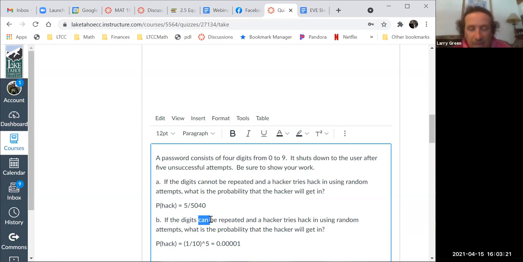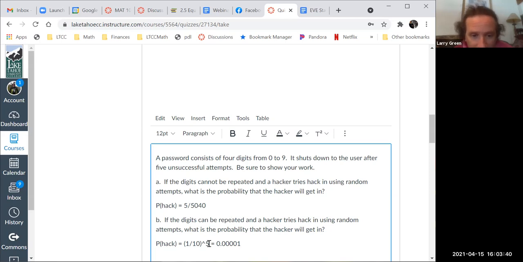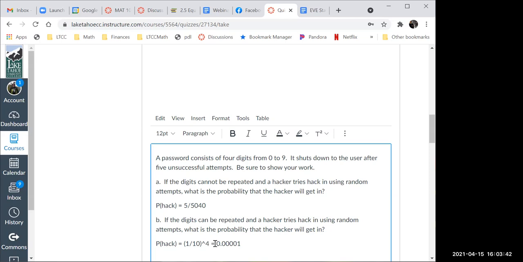So if it can't be repeated, that means we're talking about permutations. We're talking about 1/10, 1/9, 1/8, and then 1/7 and 1/6. Mine was raised to the 5th. What's that? For some reason, I had mine raised to the 4th. Oh, sorry, it is 4th. It's 4th. Oh, okay. And we should multiply that by 5.